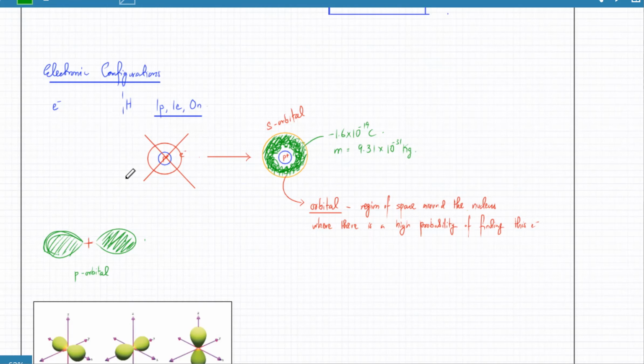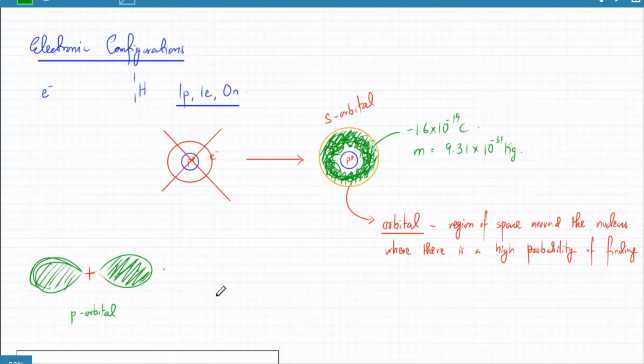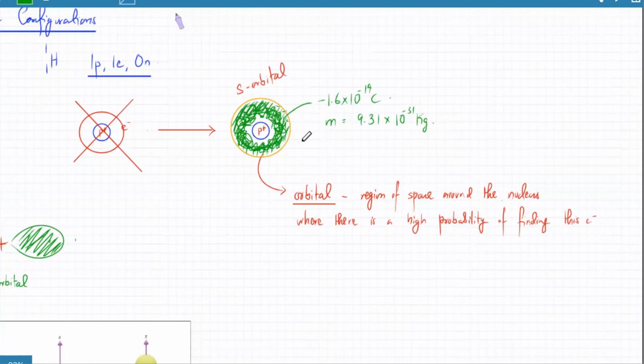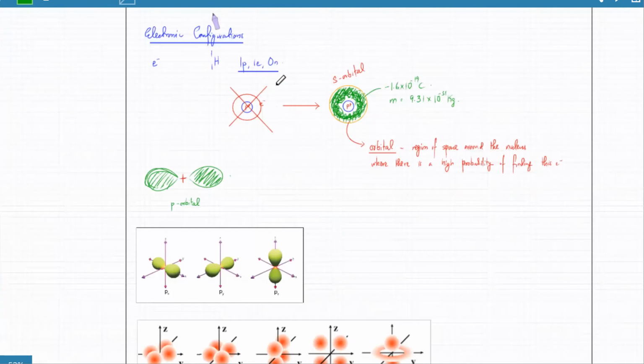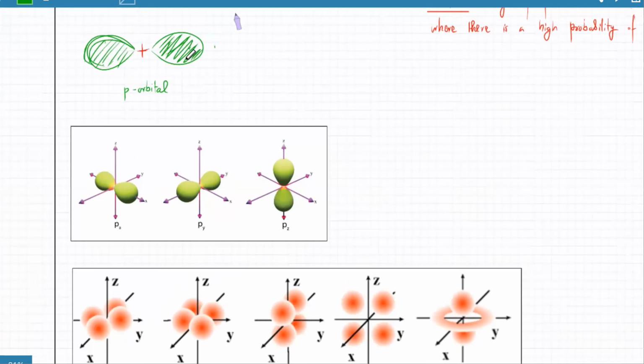So the way you describe electrons is as orbitals. We did that last time, and I told you that an orbital is basically a region of space around the nucleus where there's a high probability of finding the negative charge. If the negative charge is present in a spherical region around the nucleus, that's known as an s orbital. Then the negative charge might be in a p orbital, which means the nucleus would be in the center and the negative charge would be on one side or the other side.